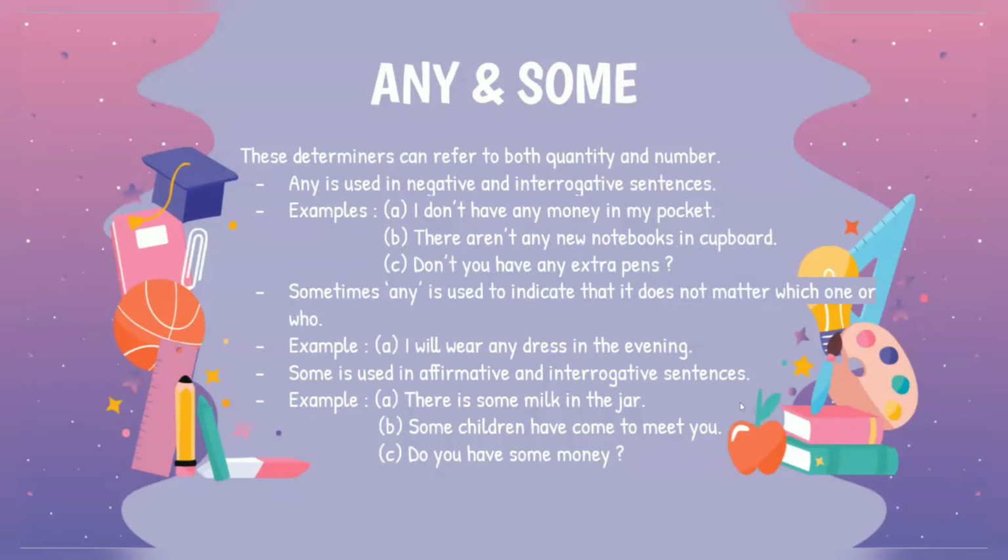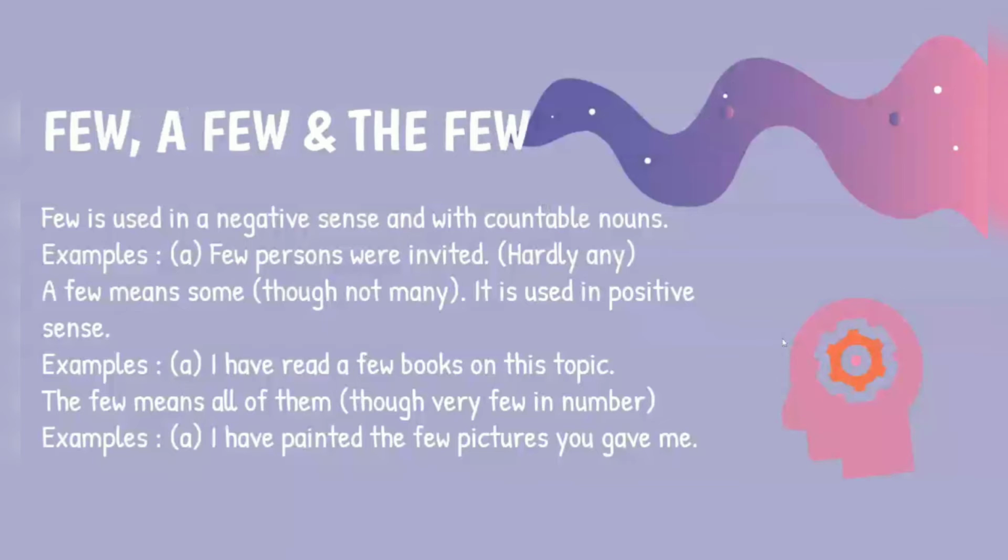It is the different form, or you can say the opposite of any. Any is for negative and some is for affirmative, and both are used in interrogatives. There is some milk in the jar. Some children have come to meet you. Do you have some money? In these sentences, you can easily observe that they can be used with both countable and uncountable nouns.